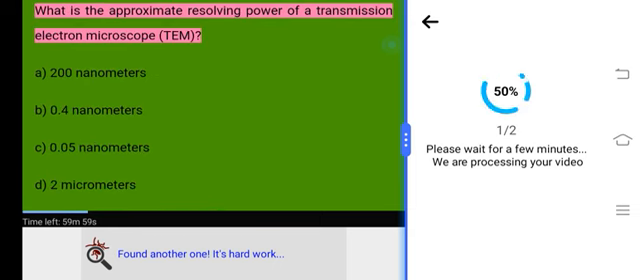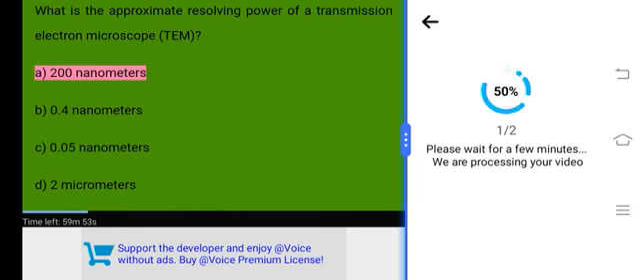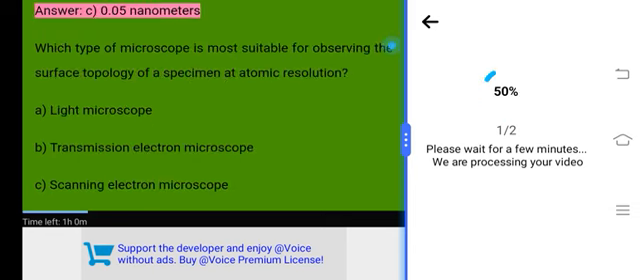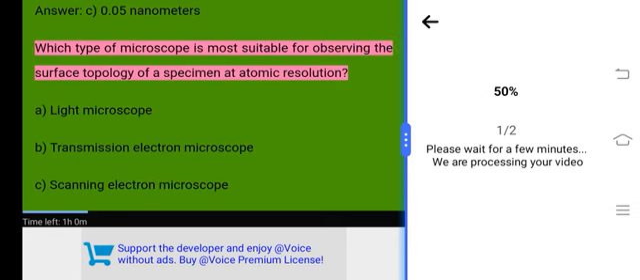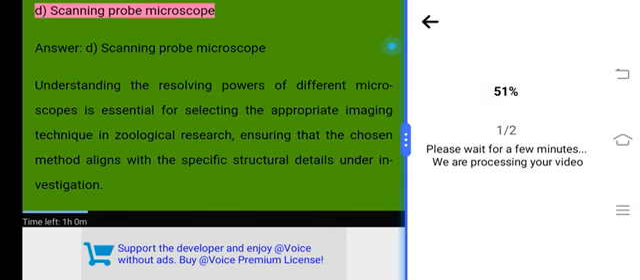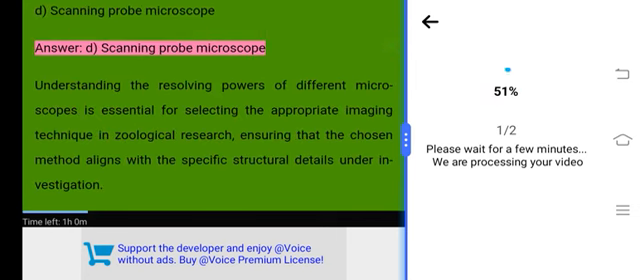What is the approximate resolving power of a transmission electron microscope, TEM? A. 200 nanometers. B. 0.4 nanometers. C. 0.05 nanometers. D. 2 micrometers. Answer: C. 0.05 nanometers. Which type of microscope is most suitable for observing the surface topology of a specimen at atomic resolution? A. Light microscope. B. Transmission electron microscope. C. Scanning electron microscope. D. Scanning probe microscope. Answer: D. Scanning probe microscope.